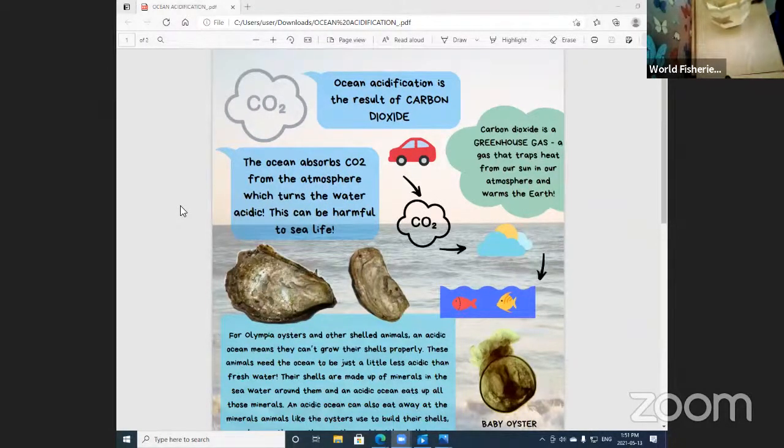You can pop any guesses you have down in the chat, but corrosive means that it eats away and destroys most things. If you're in very acidic water, it's going to eat away at your skin, or any shells in the water are going to disintegrate. It's very destructive, anything that is corrosive. So if you're an oyster in the ocean where ocean acidification was happening, it wouldn't be very fun for you, especially for bivalves, because they can't grow their shells properly in water that is too acidic.